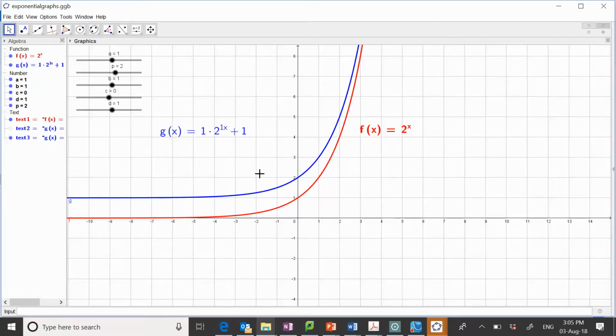Okay, so that's moving up or down. So if I press +1, it shifts the graph from asymptote y equals 0. It now shifts up by 1. So the asymptote now is at 1. Okay, so you can move the asymptote as well.